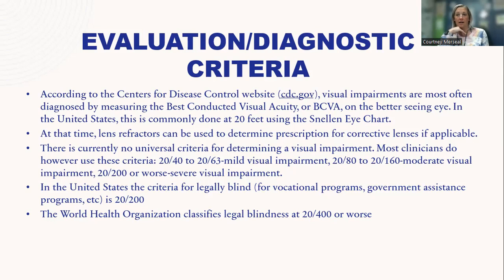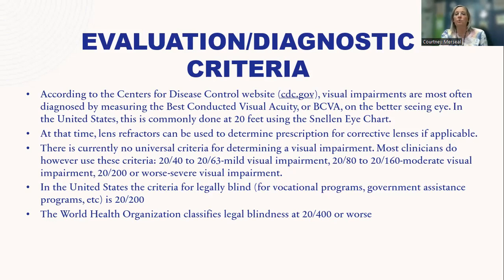That is the one with different letters and sometimes pictures for younger children. At that time, when they are doing the best corrected visual acuity, lens refractors can also be used to determine a prescription for corrective lenses if applicable. So if a student is completely blind, obviously they would not have a prescription for corrective lenses.